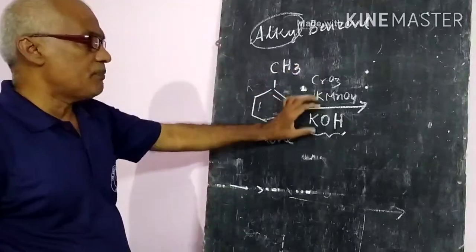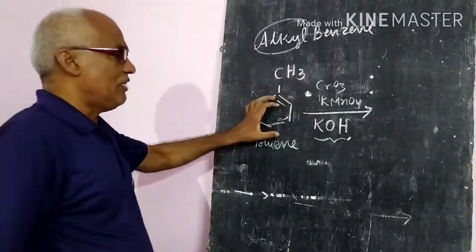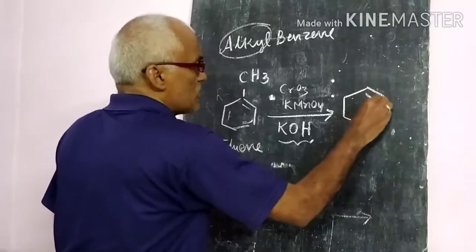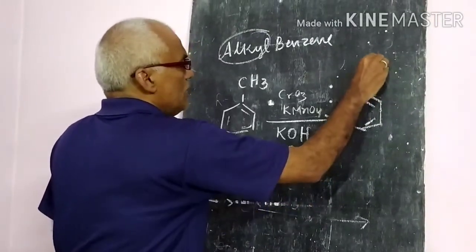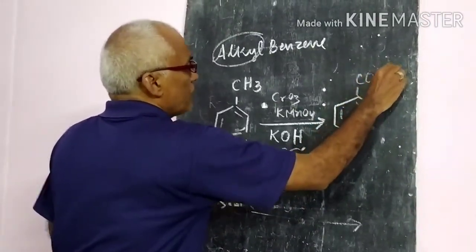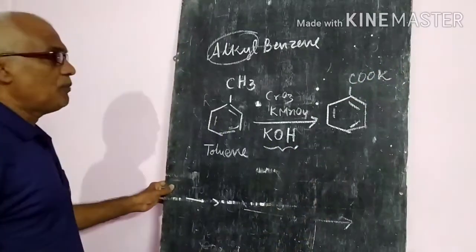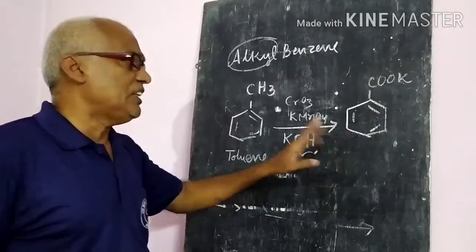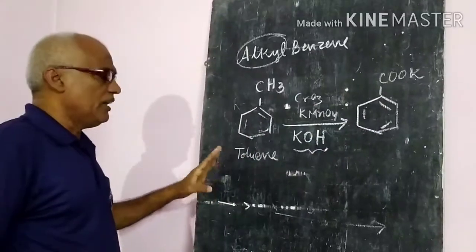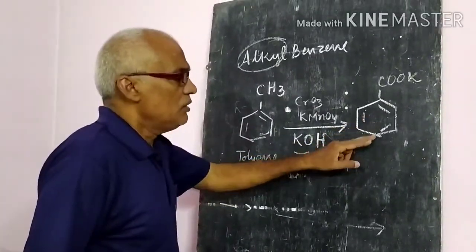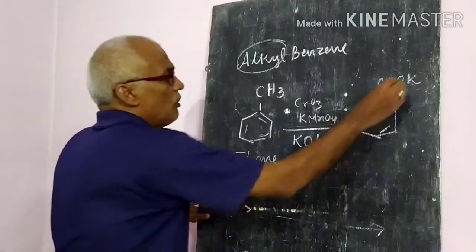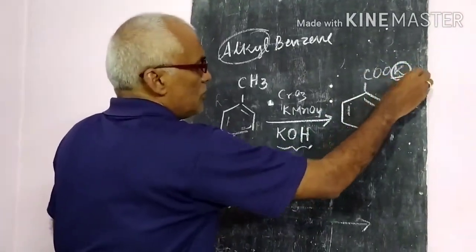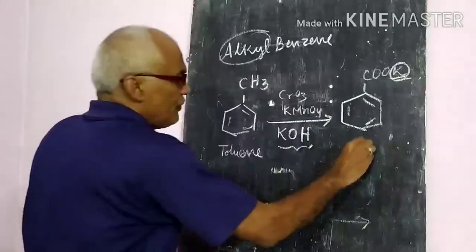Oxidizing agents in the presence of an alkali, what will they give first? They will give the sodium or potassium salts of the COOK. Oxidation will take place and you will get the sodium or potassium salt of benzene, or toluene, okay, the potassium salt of benzoic acid. To remove this K, the sodium or potassium, we will use acidification.